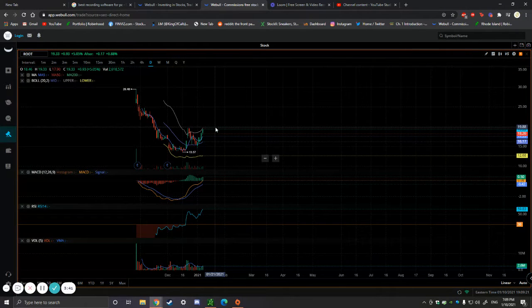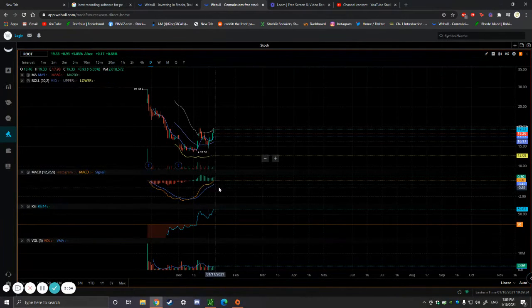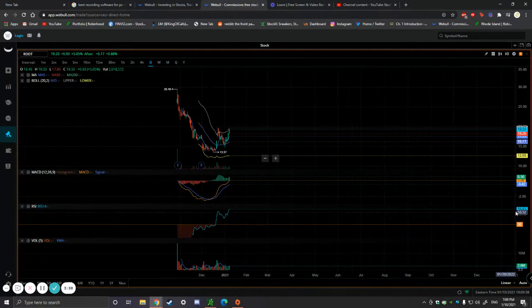I think if we can break this $20 resistance, we could go all the way up to 22 and maybe even past that. We have no real resistance up here. We've got this MACD trading above the signal line. That's big. We got some nice volume, and we're not overbought yet on the RSI, which is another great sign moving forwards. And this is just on the daily chart.